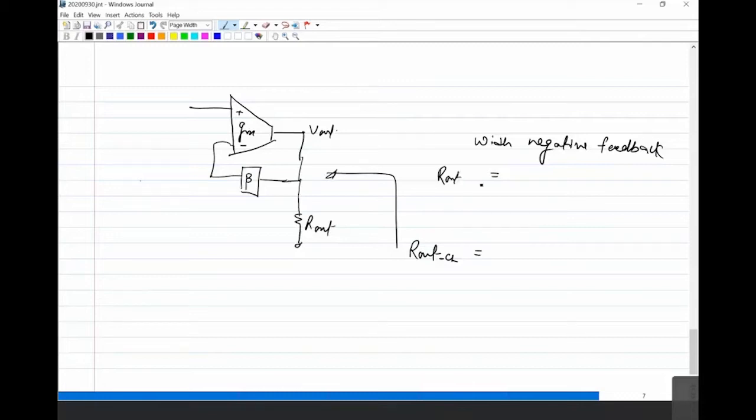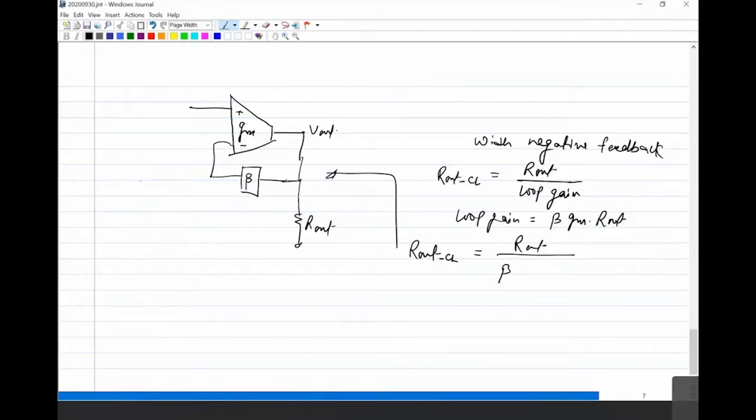What you'll be getting is approximately your R out closed loop will be R out over loop gain. And what is loop gain here? It is nothing but beta GM into R out. Correct. So now R out over beta GM into R out: this cancels out and you get 1 over beta GM.